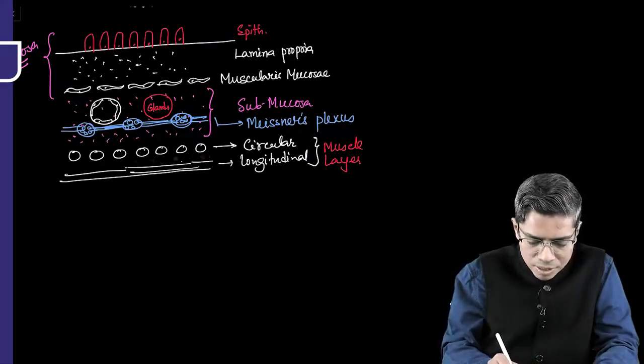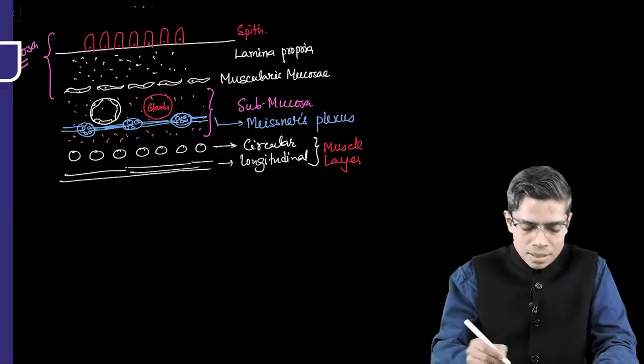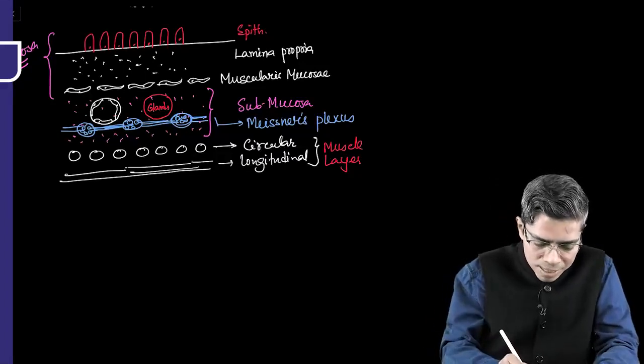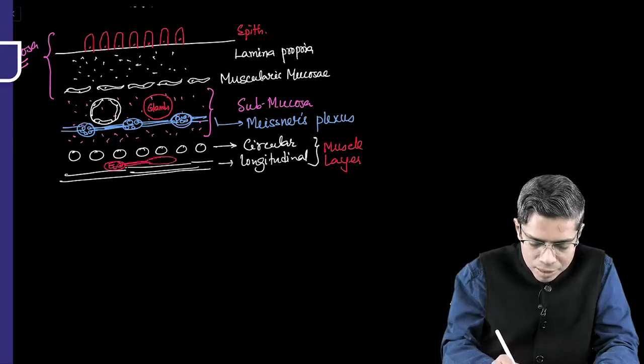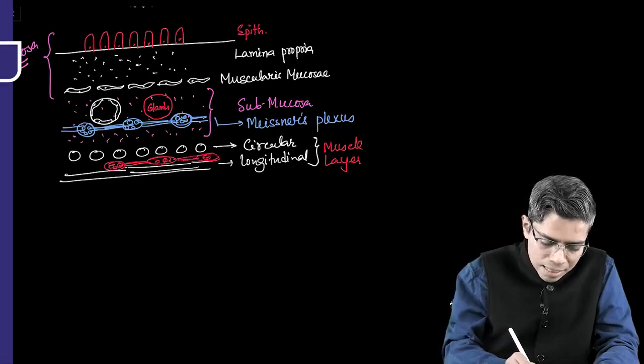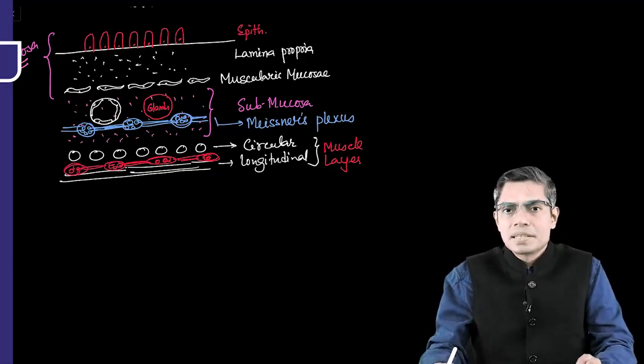Now, in between this circular muscle and outer longitudinal muscle, there will be another neuronal plexus here. If I draw another neuronal plexus, so ganglia, and in between ganglia there is neuronal connection. So this is the neuronal plexus.